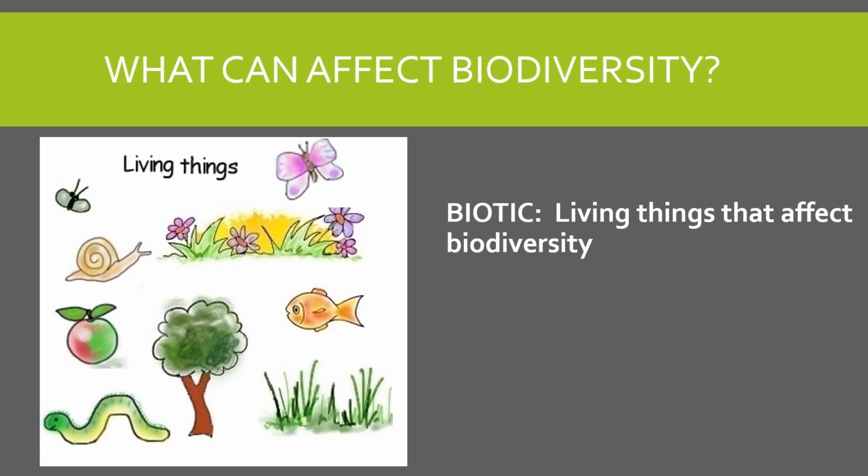So biotic factors are living things that affect biodiversity. So anything that is alive that is going to affect the amount of species that can live there. So for example, insects. Insects are alive.